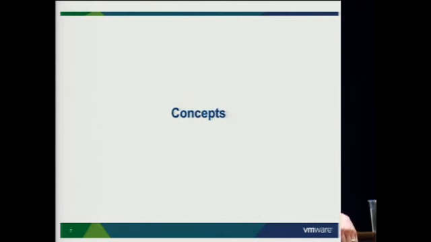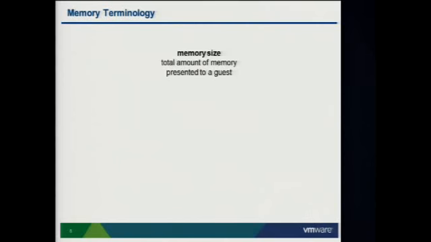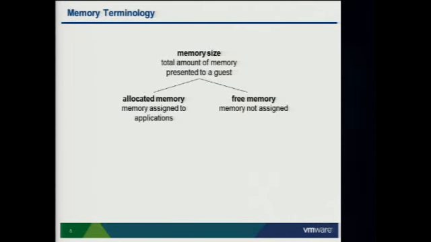Okay, on to the concepts. So at a very high level, I wanted to go over some memory terminology. So we have the configured memory size. This is the total amount of memory that's presented to the guest operating system in a VM. Now, this memory size breaks down into two different things. We have allocated memory, which is memory that's been assigned to a VM or to applications. And we have free memory, and that's memory that has not been assigned, or that is not currently assigned.